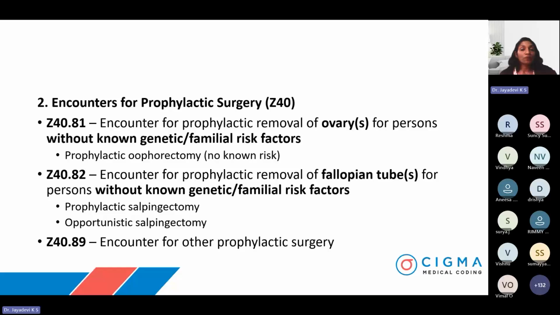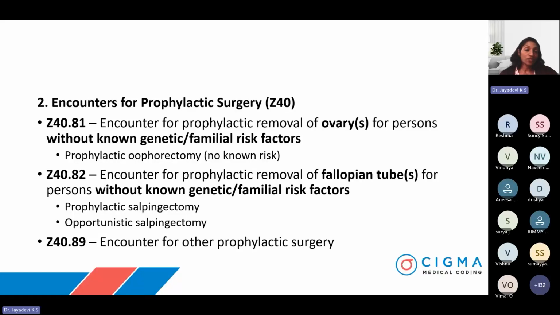Z40.81 is encounter for prophylactic removal of ovary with a genetic familial risk of cancer. If a patient's family has an ovarian cancer family history, then the patient is prone to the risk of getting this cancer. So in order to prevent that, if the ovary is removed, you can use Z40.81 and 82. Similarly, for the removal of fallopian tubes with or without non-genetic familial risk factors, and 89, that is Z40.89, encounter for other prophylactic surgery.